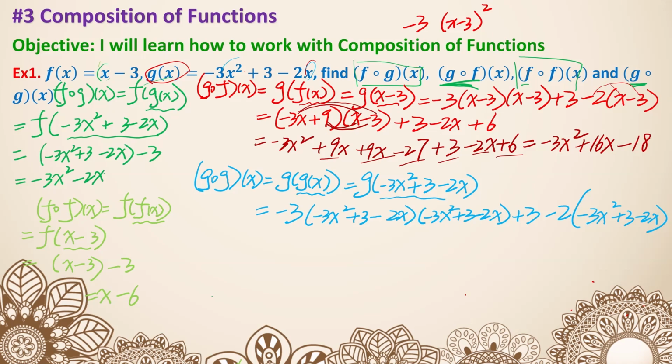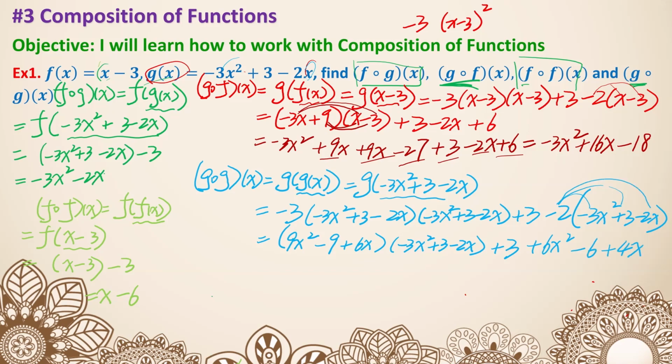I'm going to distribute in the negative 3, and then I'm going to do the box. Since it's going to be a 3 by 3, the box is probably going to be a bit more organized than the string. So we have a 9x squared minus 9 plus 6x. And then we still have the negative 3x squared plus 3 minus 2x. I'm going to simplify the back though. So plus 3, and then negative 2 times negative 3x is a plus 6x squared. Negative 2 times 3 is a minus 6. Negative 2 times negative 2x is a plus 4x.